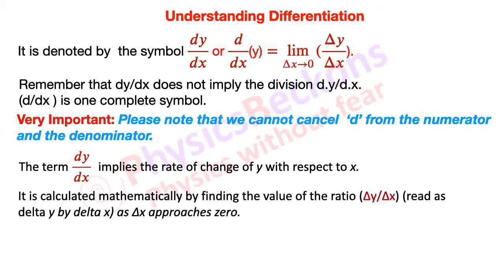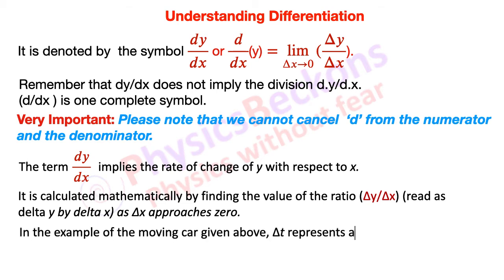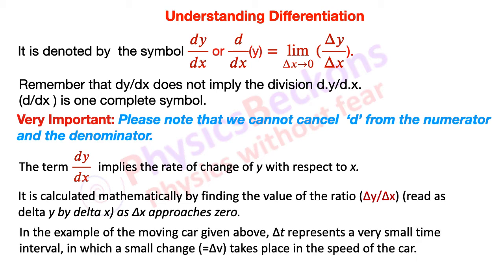It's calculated mathematically by finding the value of delta y by delta x or by differentiating y with respect to x. In the example of the moving car given above, delta t represents a very small time interval in which a small change delta v takes place in the speed of the car.